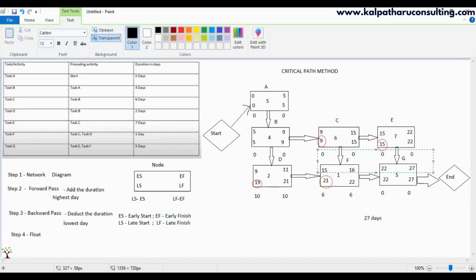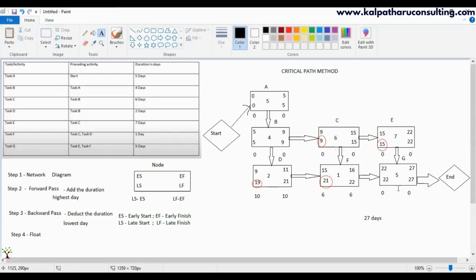So, one way of checking whether whatever you did is right is that the float in the same activity, both these numbers, should be the same. 10, 10, 6, 6, 0, 0, 0, 0. If the numbers are the same in the activity, it means what you are doing is correct. If it is 10 and 9, or these two numbers are different, it means you have made a mistake. So now we have calculated float.